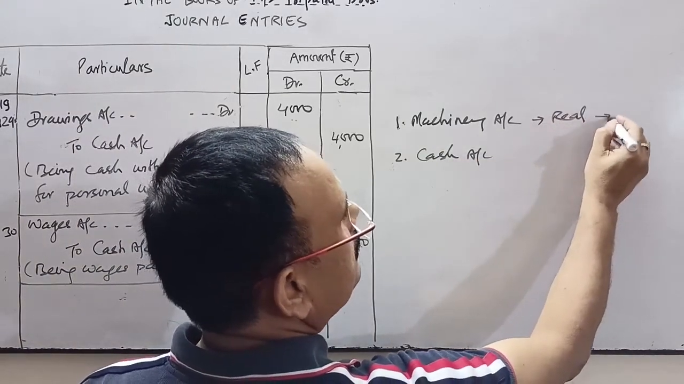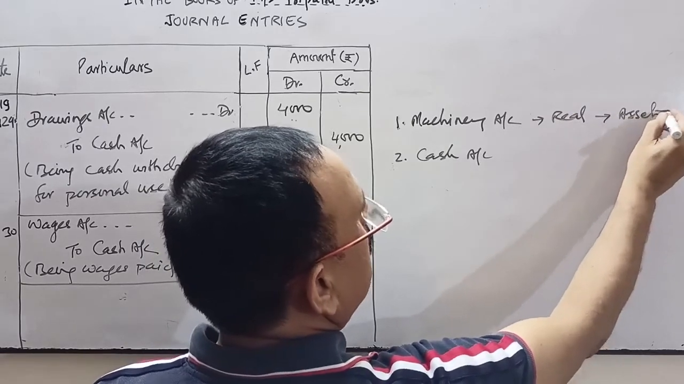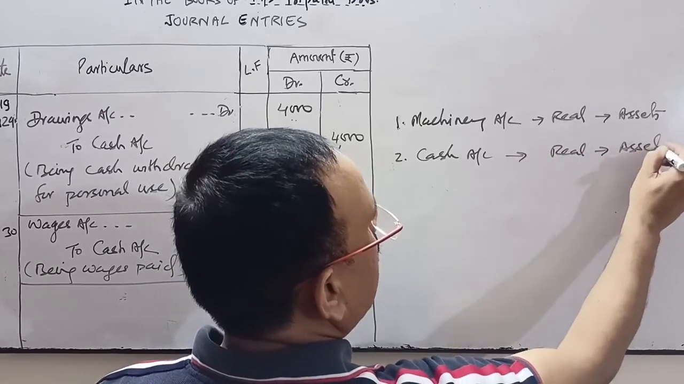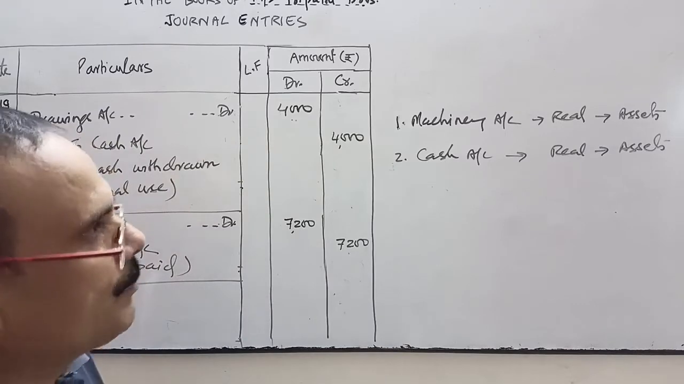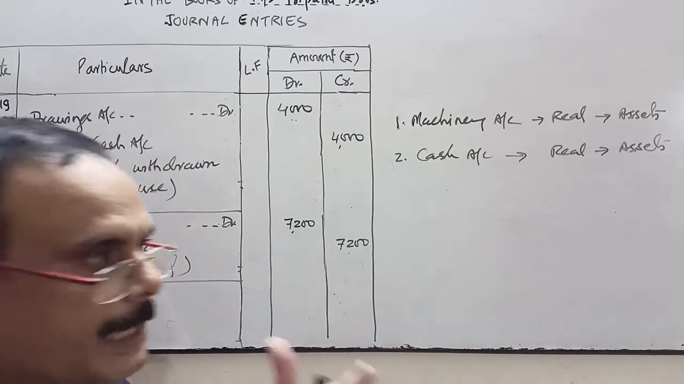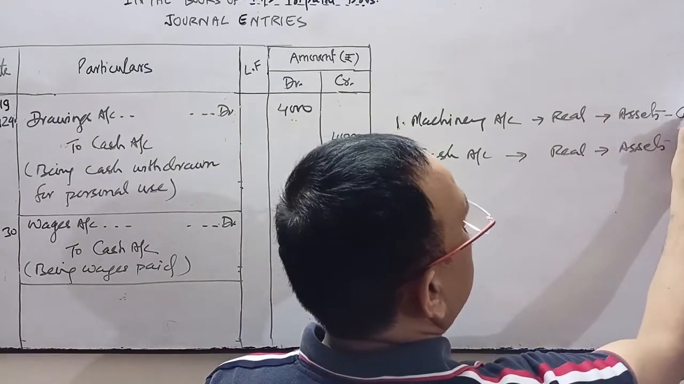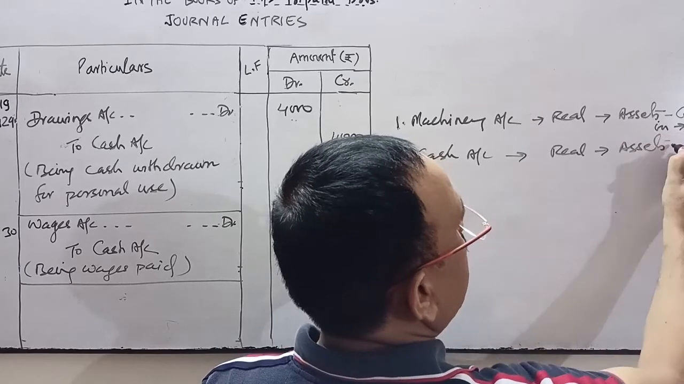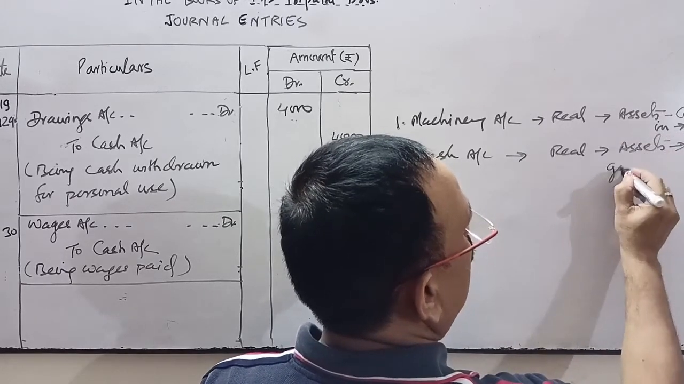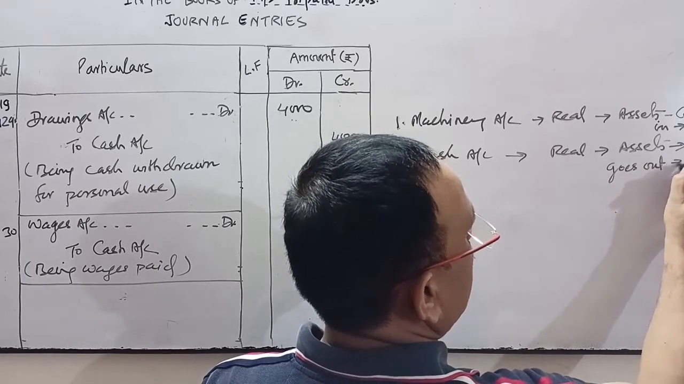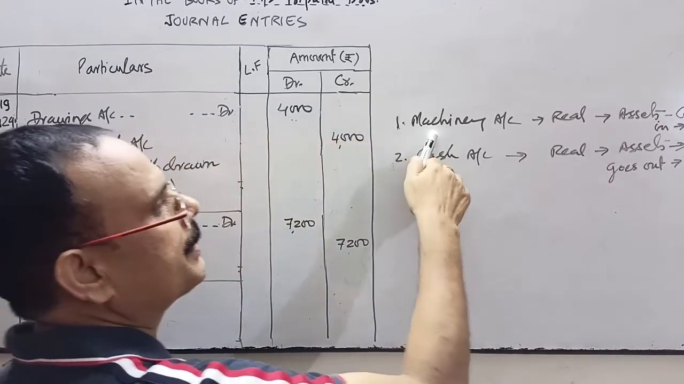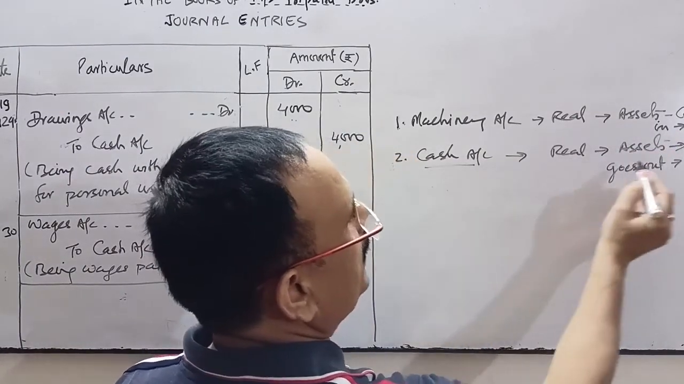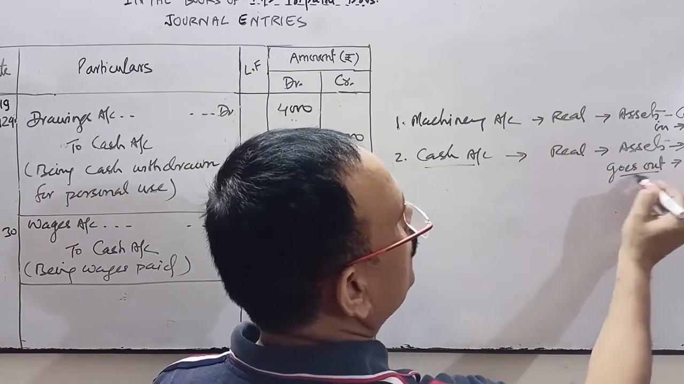So machinery is the real account. It's an asset. Cash is also a real account, it's an asset. Now apply the rules of debit and credit. When we bought the machinery, machinery comes in the business. So machinery account will be debited, and here cash goes out, so cash will be credited. Machinery will be debited because machinery comes in, and cash account will be credited because cash goes out.